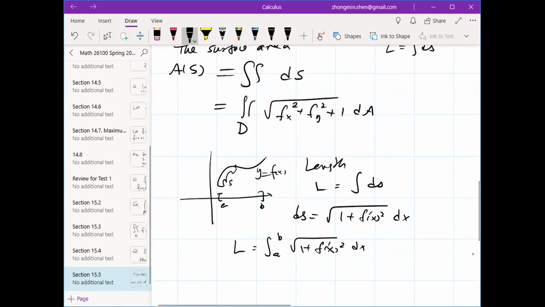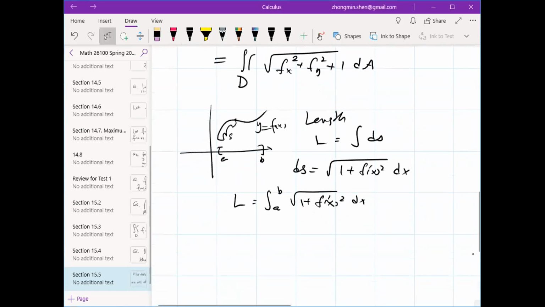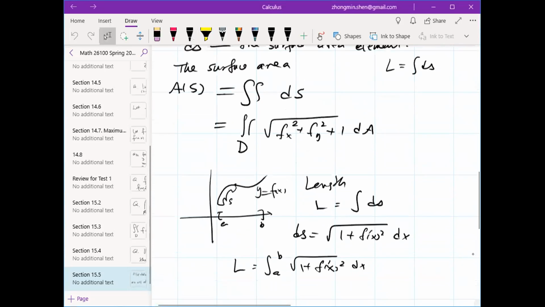So those two formulas are very similar. And you can imagine you can go to high dimensions. You can study a surface in 100-dimensional space. If it's the graph of some function in 99 variables, then you have a similar formula. So that's all about the surface formula.